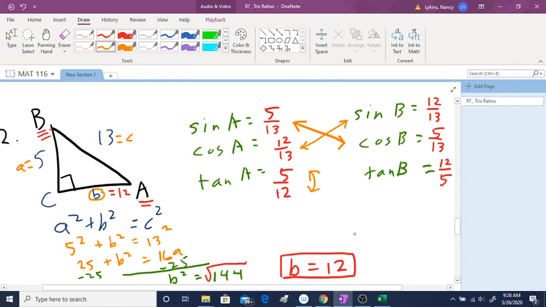So this right here concludes my lesson on trig ratios. So please go back and review this as much as you can. And this leads into my next lesson of 13.2.